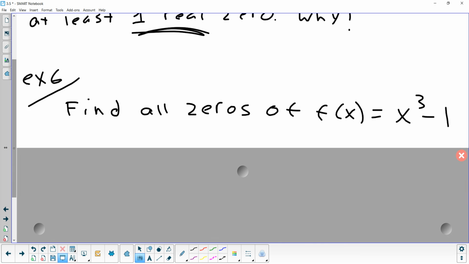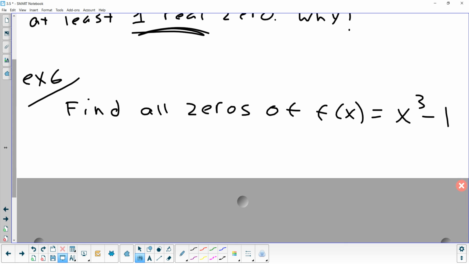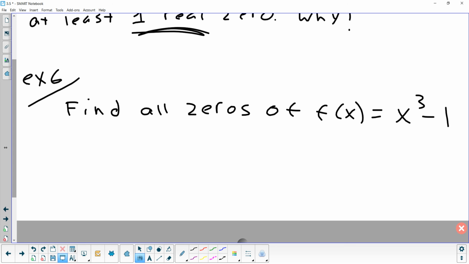All right, let's look at this one. Now, I don't like this one as much as the first one we did. What do you think I don't like about this problem? Makes it a little bit harder. Yeah. It doesn't have an x squared or x.